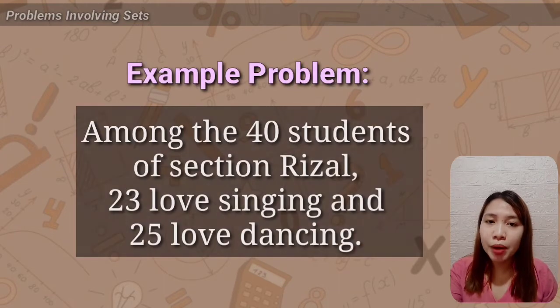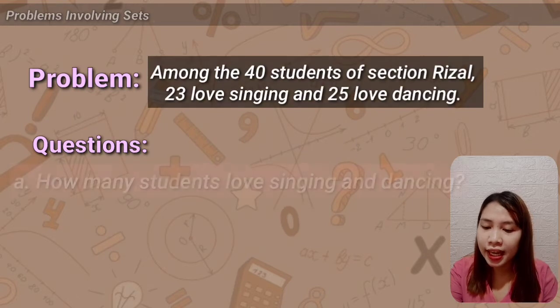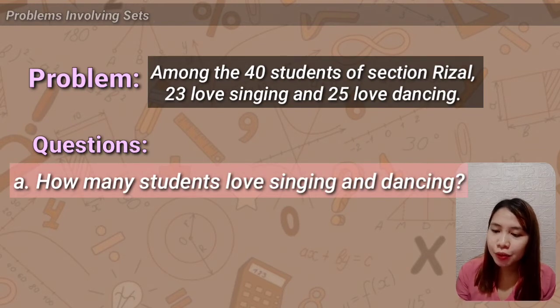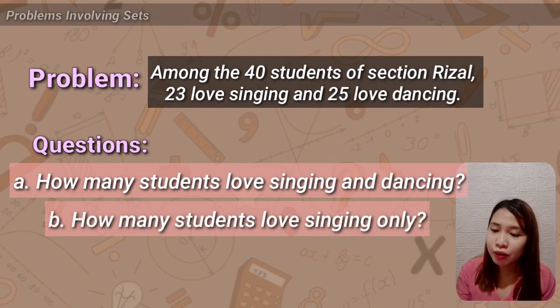So the problem is, among the 40 students of Section Rizal, 23 love singing and 25 love dancing. The question is: A. How many students love singing and dancing? B. How many students love singing only?